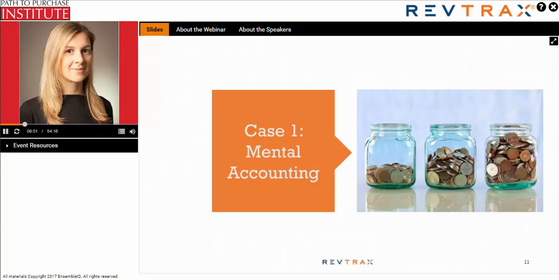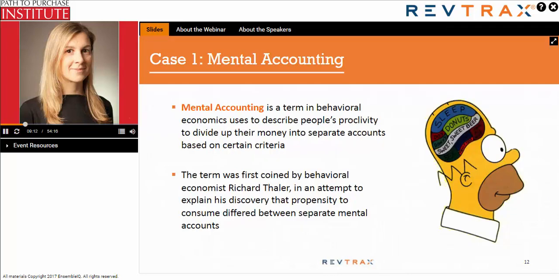Okay, so let's start talking about case 1, which is essentially the behavioral bias that we will call mental accounting. So what is mental accounting? In behavioral economics, we say that mental accounting is a term that describes people's proclivity to divide up their money into separate mental accounts based on certain criteria. So these are not actual physical bank accounts, these are mental accounts. If you think about Homer Simpson, a huge, big mental account for him is going to be dedicated to donuts, right?